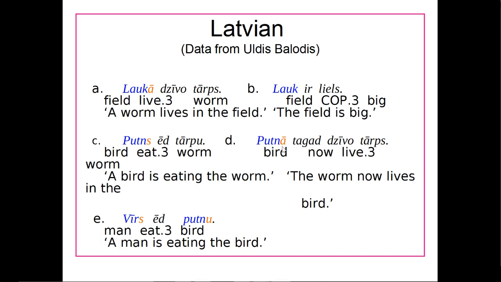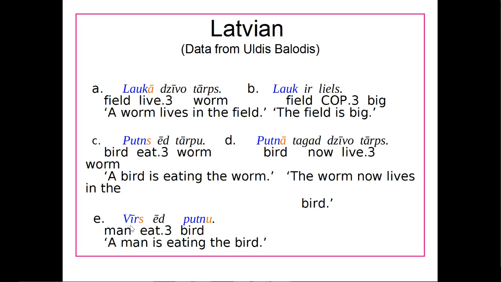In this instance, putna, basically the bird is the location of the action. So the worm is living in the bird versus the bird being the subject here, the bird being the location here. So in Latvian, if a noun is ending with this a sound, that's the location of the action. So the worm now lives in the bird because the bird is the location.